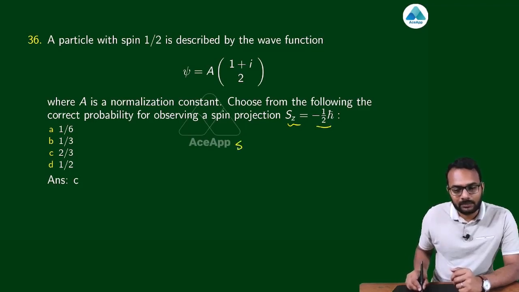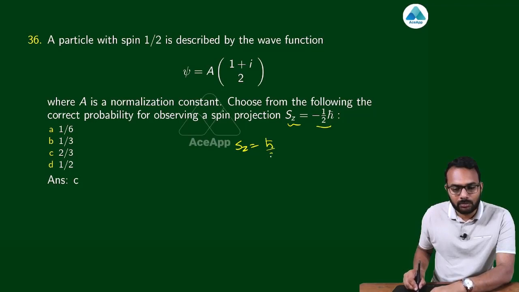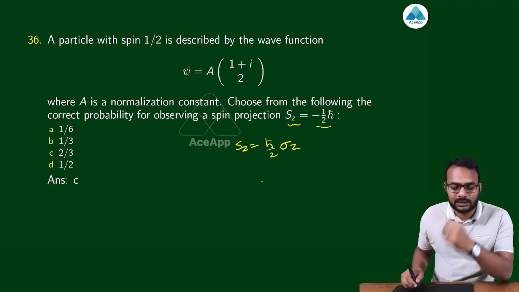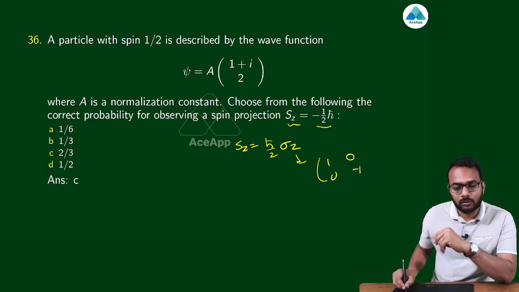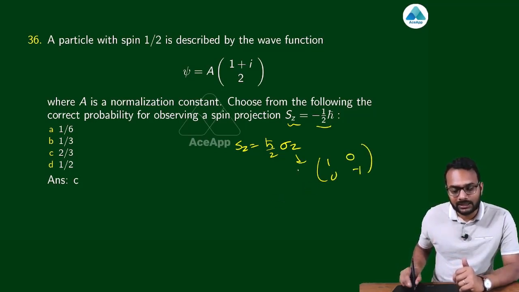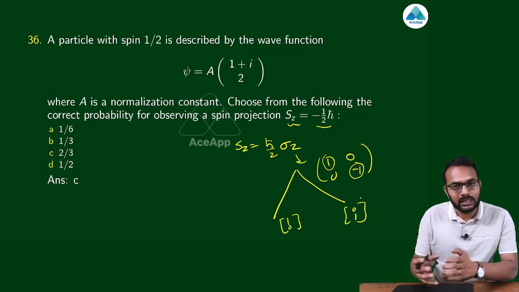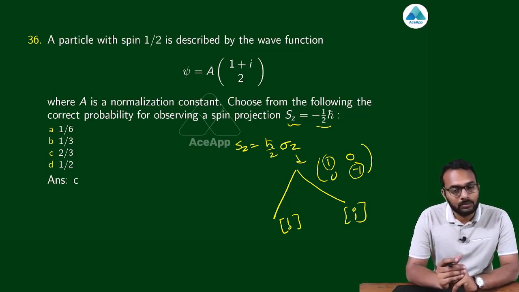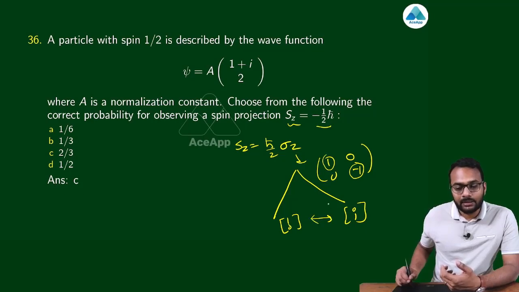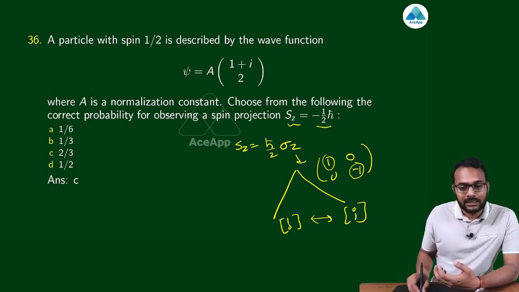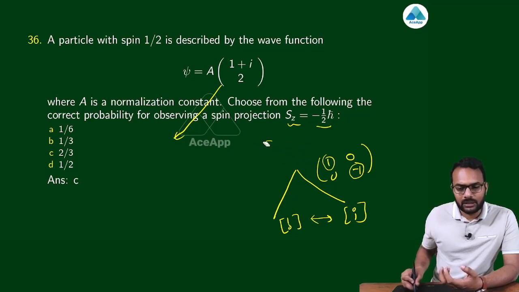Now, Sz is equal to h cross by 2 sigma z, where sigma z is the Pauli spin matrix (1, 0; 0, minus 1). The normalized eigenvectors are one with eigenvalue 1 and another with eigenvalue minus 1, so (1, 0) and (0, 1). It's a simple two-dimensional Hilbert space with basis vectors (1, 0) and (0, 1). So this is the Sz eigenvector basis. We will forget the constant A for now, because we normalize later.